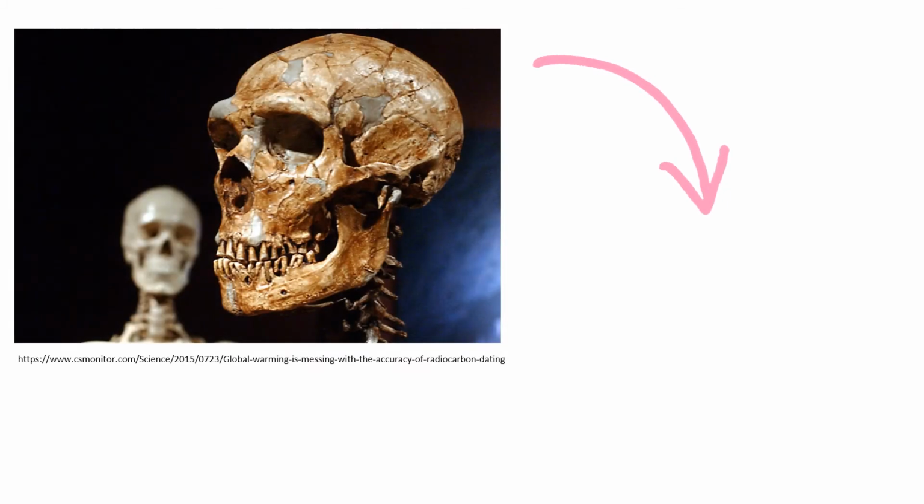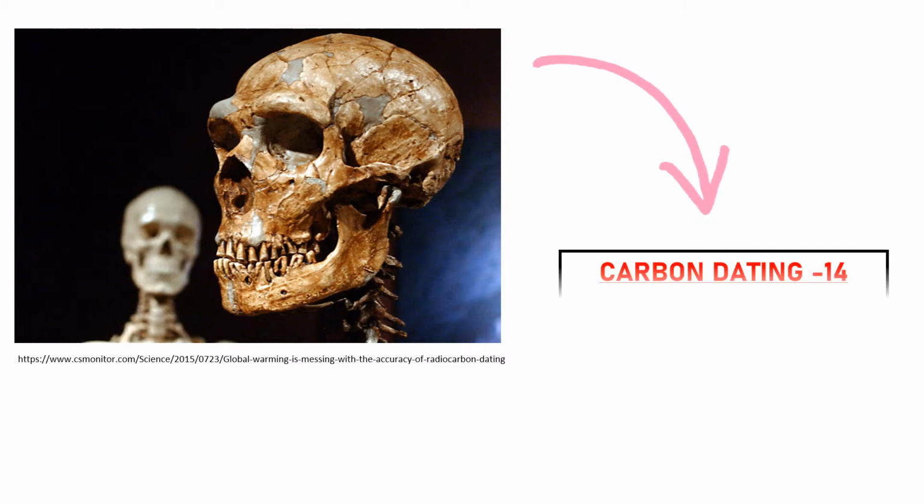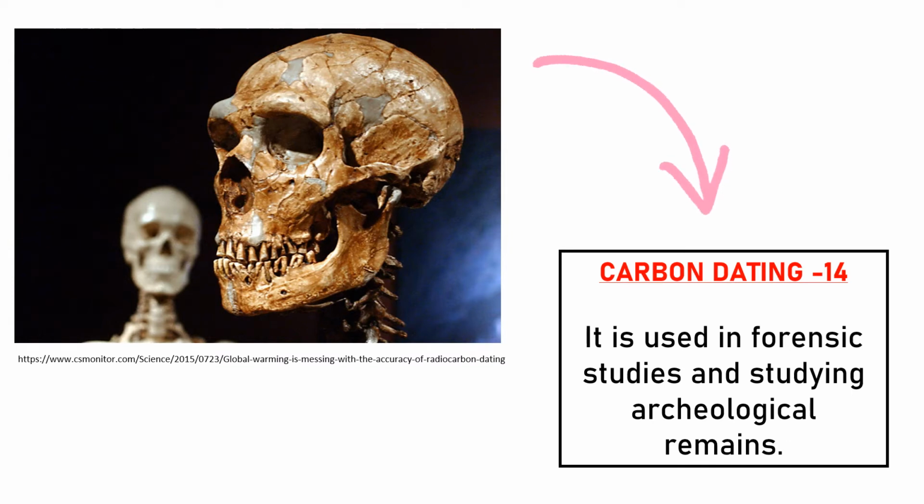Since carbon is found in all living organisms and the decay rate is well documented, we can use carbon 14, or carbon 14 dating, as a way of dating how old a sample of tissue is by comparing its ratio of carbon 12 and carbon 14. Carbon 14 dating is used mostly in forensic studies and studying archaeological remains like fossils.